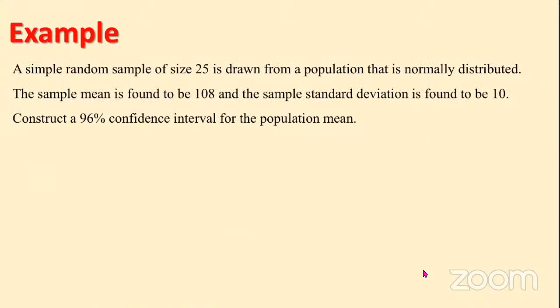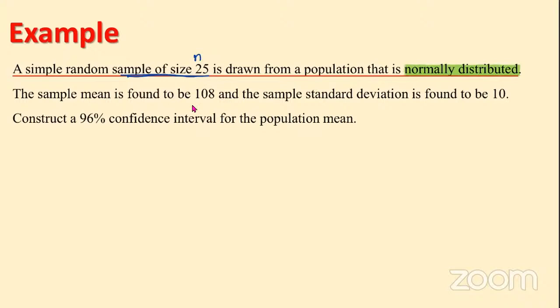So here we have the third example, and let's see what we are asked to find. A simple random sample of size 25 is drawn from a population that is normally distributed. Unlike the previous example, in this one the population is normally distributed. From a normally distributed population, a random sample of size 25 is drawn. So the sample size is n equal to 25.